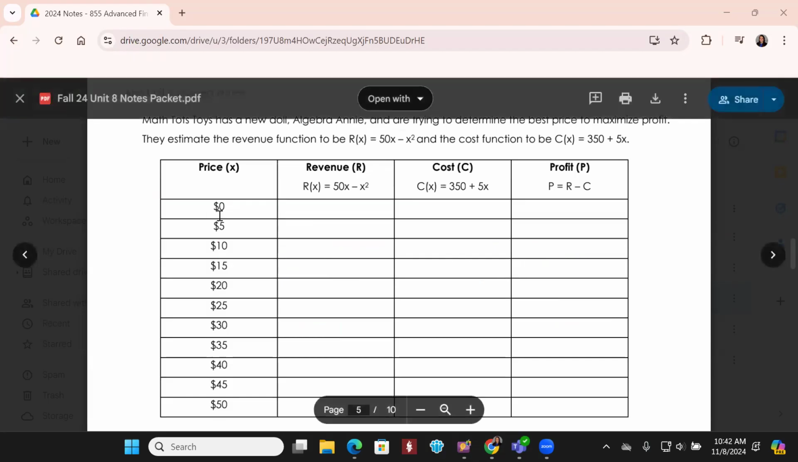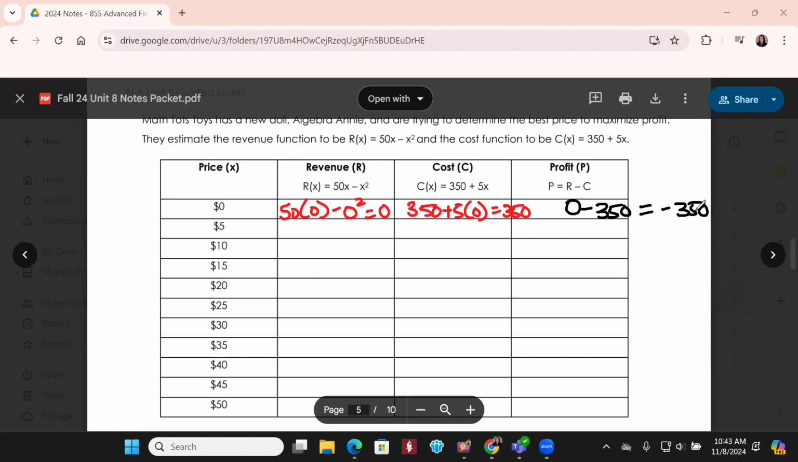So let's say that the price is $0. The revenue would be 50 times 0 minus 0 squared. If we plug that into our calculator, we get 0. If we plug 0 into our cost equation, 350 plus 5 times 0, that's going to give me 350. If we plug into our profit equation, that's revenue minus your costs, that gets me negative 350. We had a loss in this scenario.